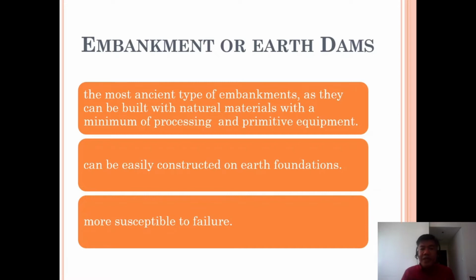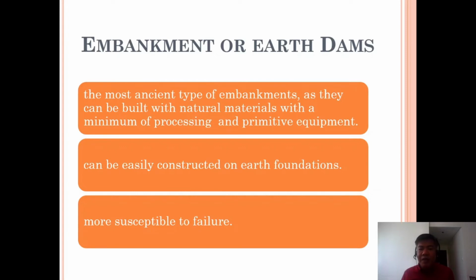So those are ancient embankments. As we know from the word earth dams, they are built of natural materials only. So those are just made of rocks or soil, or a mixture of both. In ancient times, they used primitive equipment. Nowadays, we also have heavy equipment to prepare the layering of the earth dams.